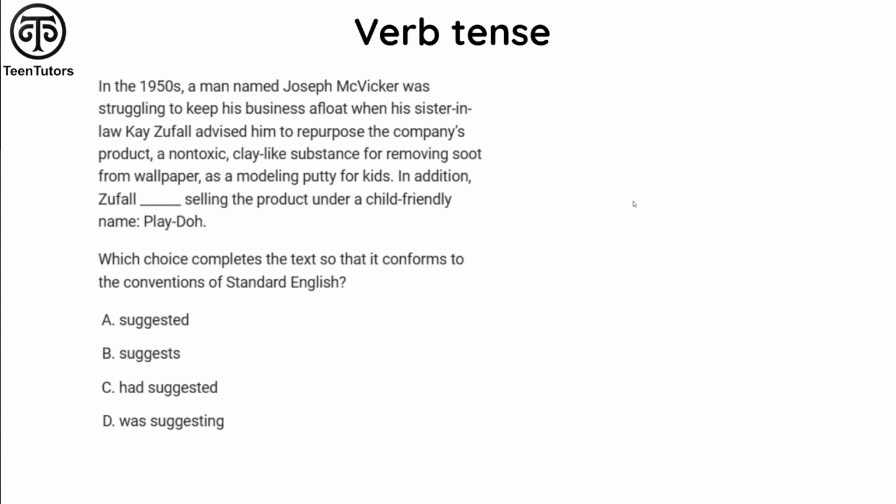Okay, so the last topic we need to understand here is going to be verb tense. So what does that look like? Well, it looks eerily similar to the questions where we're going to have to use the it-they test, and we actually are first going to use the it-they test, but let's look at what happens if we do that. Right, so I'll just start reading from here. In addition, Zufall blank selling the product under a child-friendly name, right? So we would say, okay, who's doing the suggesting? And the answer there is Zufall, right? And so that's an it. Just one person is an it.